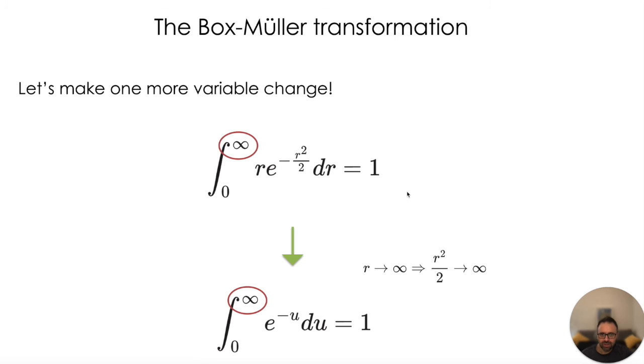And note that we keep the same range here, because whenever r goes to infinity, r squared divided by 2, which is u, also goes to infinity. So this is why we maintain the same domain in the integral.